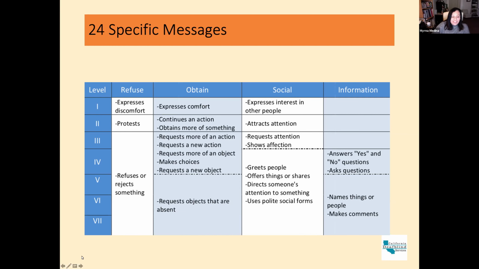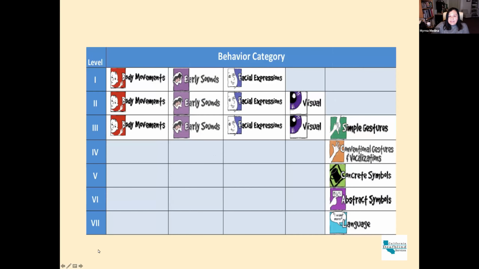So this is what the communication matrix says. And the next is the behavior category. Levels 1, 2, and 3 are the body movements, the early sounds, facial expressions, and the same thing. It's by levels in the category of the behavior.